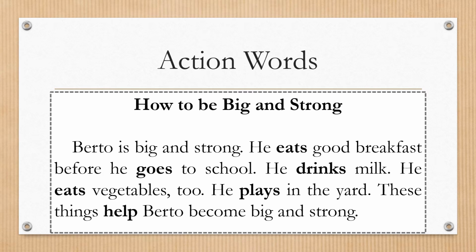Now let us have some examples. In this first example, the words in the paragraph that are in bold text are action words. How to be big and strong. Berto is big and strong. He eats good breakfast before he goes to school. He drinks milk. He eats vegetables too. He plays in the yard. These things help Berto become big and strong.